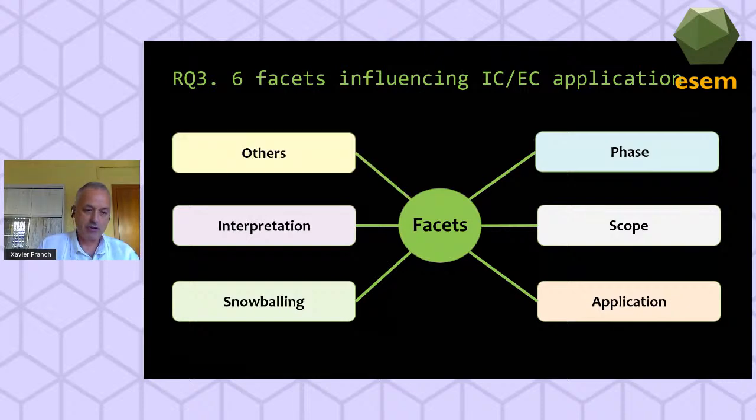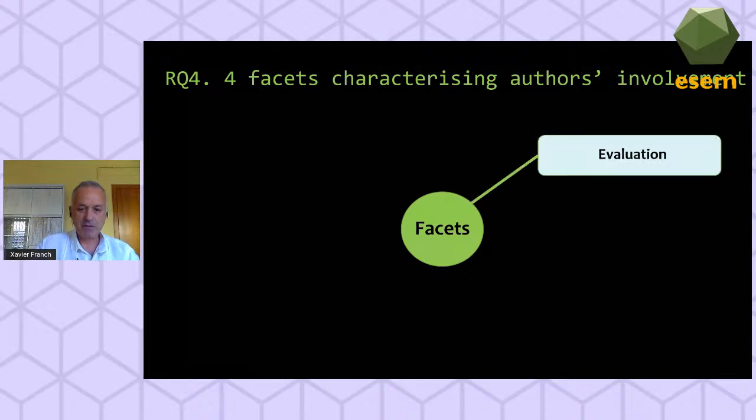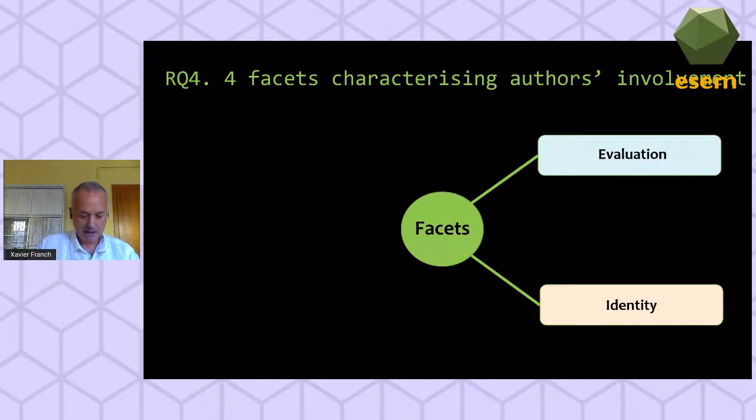And then we found some other sparse facets, for instance piloting or having some domain experts involved in the tertiary study, or domain experts different from the authors, of course. And for RQ4, we discovered four facets characterizing the involvement of authors. First, how the authors perform the evaluation. We found that independent evaluation prevails, but also some papers made some kind of supervised evaluation and other schemes. Second, identity. We observed that it was often not reported, or reported not by the actual identity but by some logical identifier, just differentiating which authors were participating in which activity.